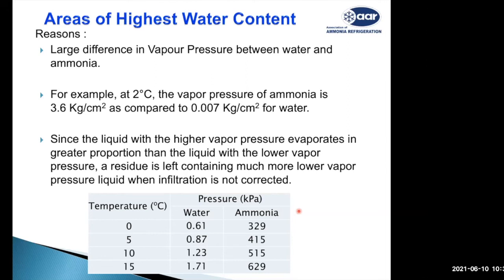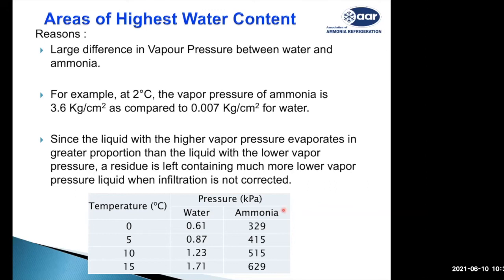So when you are running the plant at a 3.6 kg suction pressure, all the ammonia will get evaporated, but water will remain accumulated in the low pressure vessel. It means the liquid with the higher vapor pressure evaporates faster. Because that is the pressure we are running the system at, we are not going to a pressure of 0.007 kg. So water will not evaporate. It will keep accumulating in the ammonia refrigeration system.